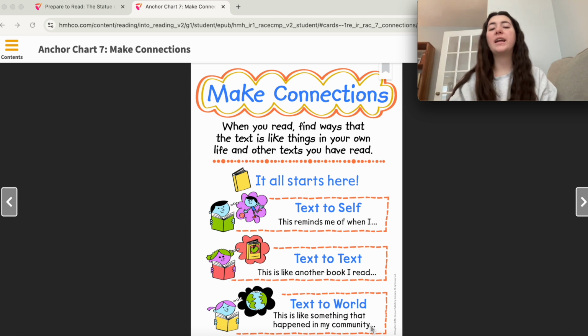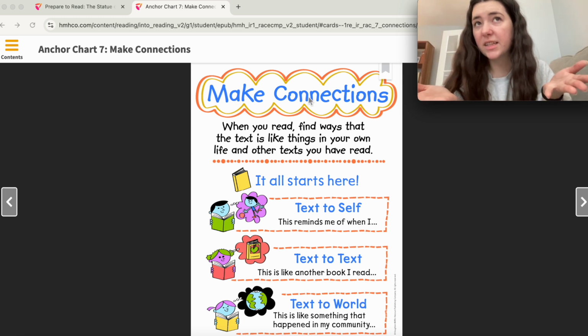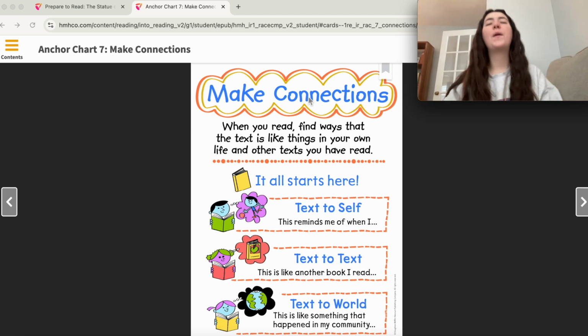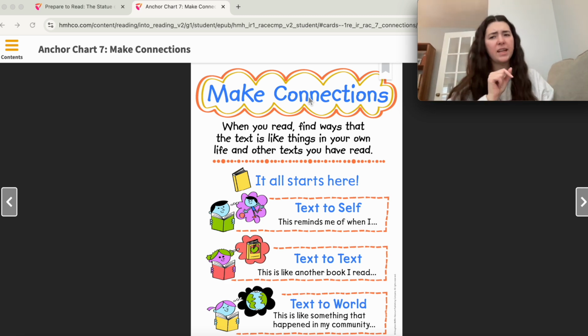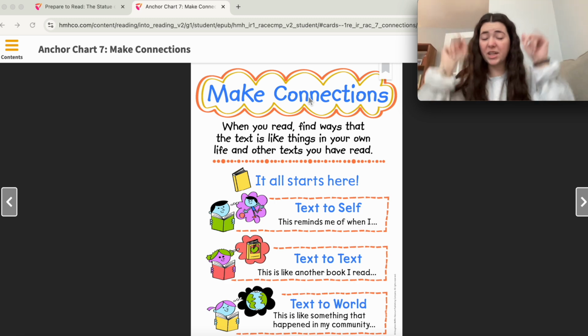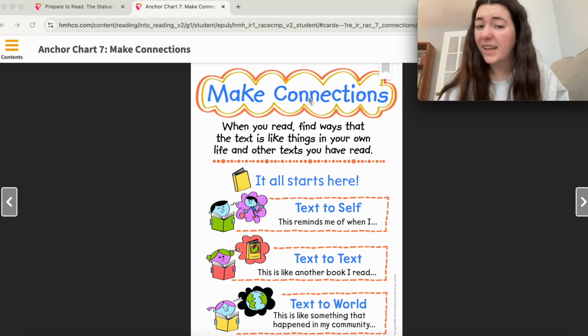Our anchor chart is make connections. Can you say make connections? Oh, I didn't hear that very loud. Can you say it a little bit louder? Say make connections. Very good.